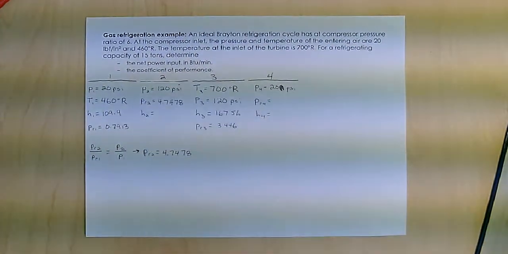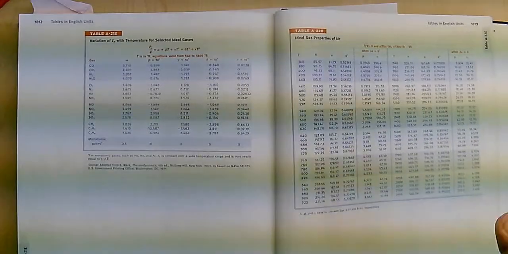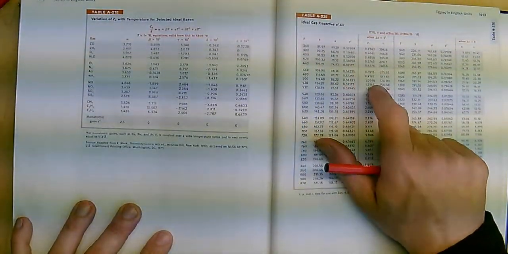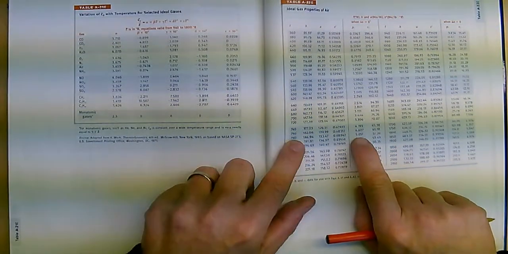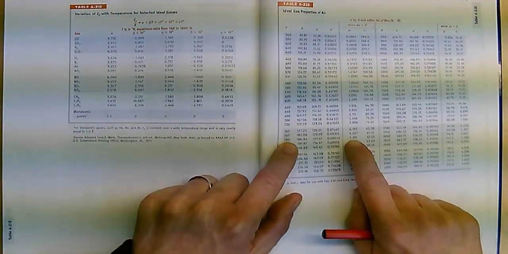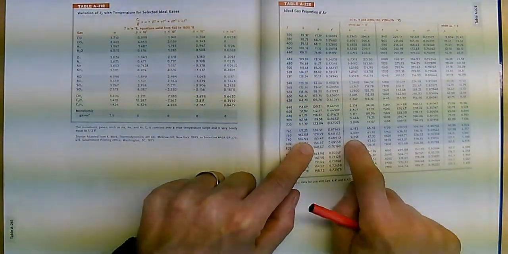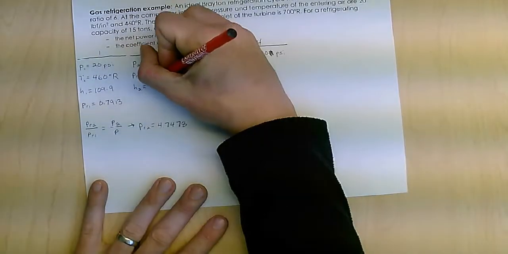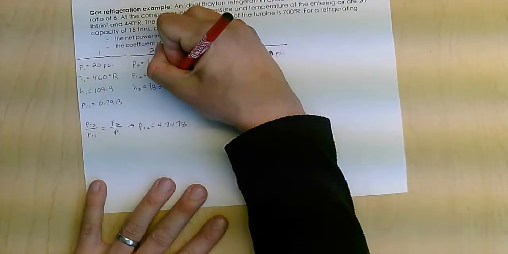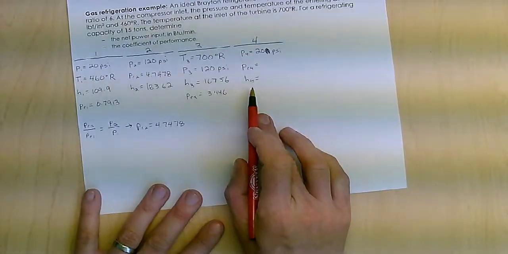Okay, and then I can use that PR to actually calculate my H value. So PR is 4.7478. So I'm right in here between 760 and 780. My H value is going to be 183.62. Okay, so that is 183.62.